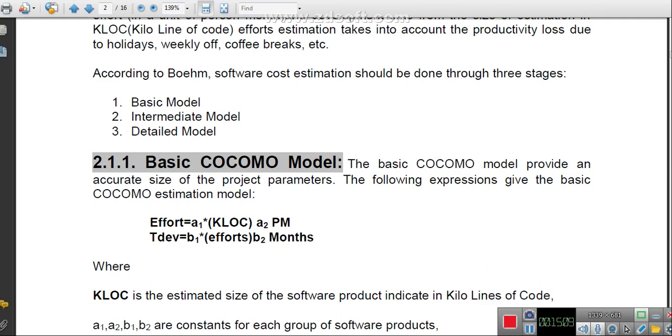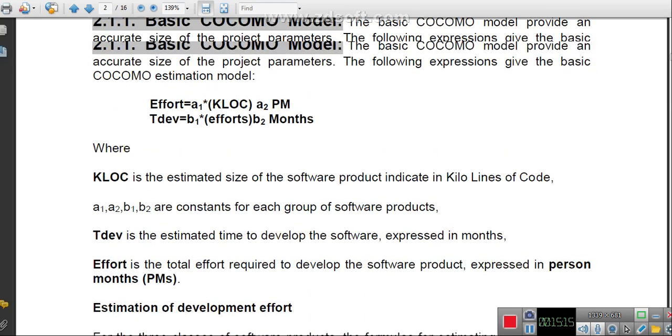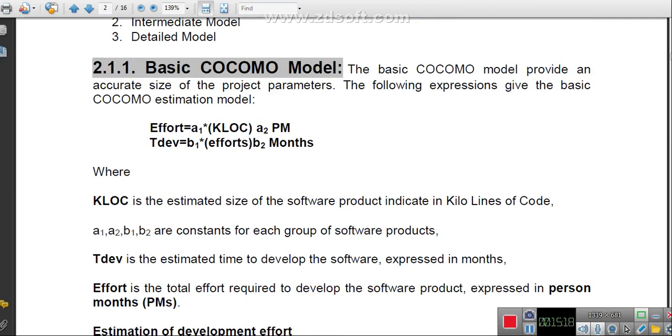So my dear student, we will see the basic Kokomo model. What is the basic Kokomo model? So that particular Boehm has given a formula to calculate the cost of project in this particular basic Kokomo model. The formula means if you want to calculate the efforts for that particular project or software, the formula is very simple: A1 into KLOC raised to A2, and it will give in the unit of PM. PM is nothing but a unit of measurement of efforts which is required to complete the project. Are you getting?